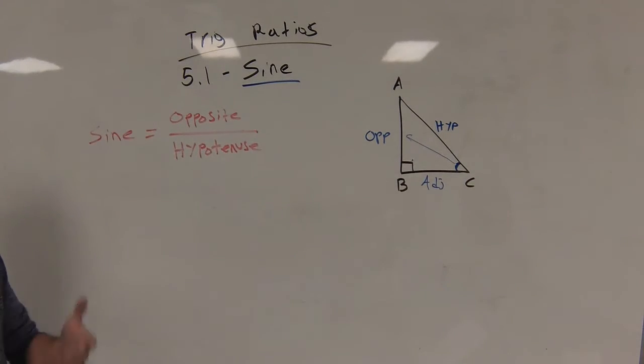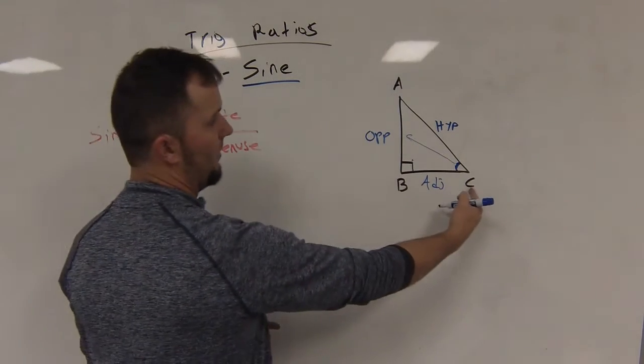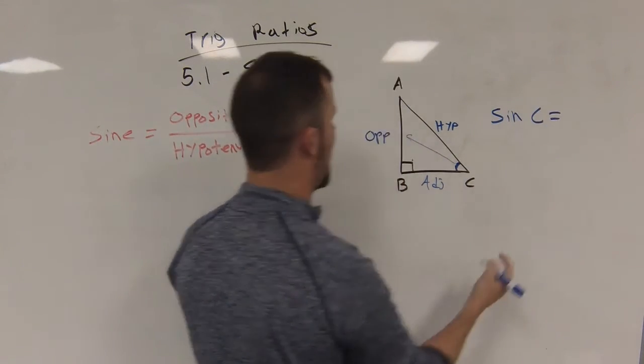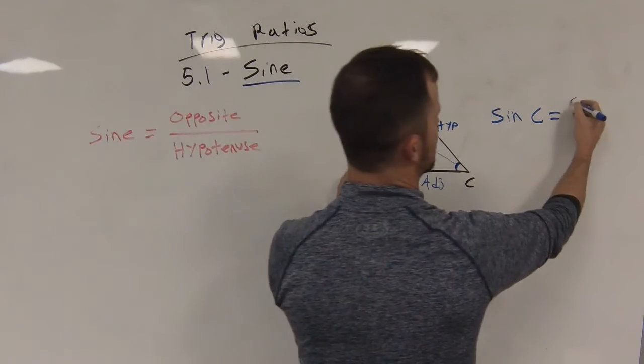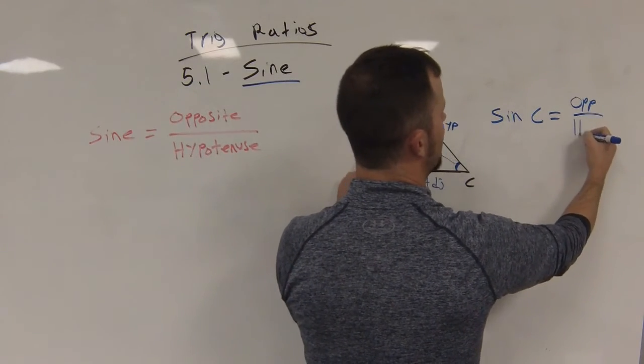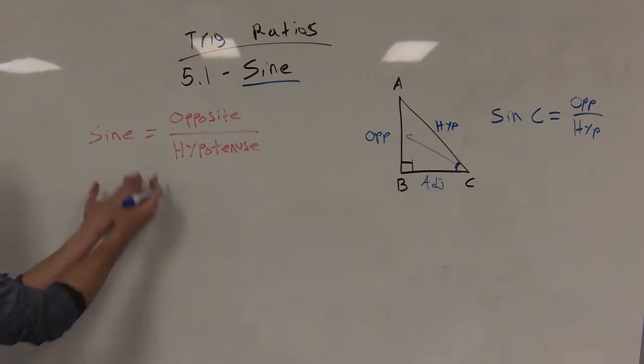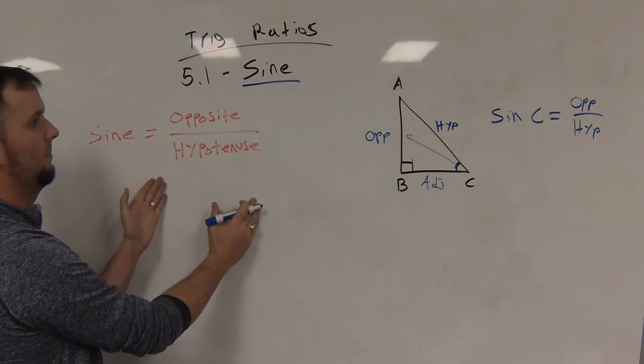Okay? So right now, if I wanted to find the sine of angle C, then I would do the opposite, whatever this guy is, over the hypotenuse. And that's how that would work. So ladies and gentlemen, sine is opposite over hypotenuse.